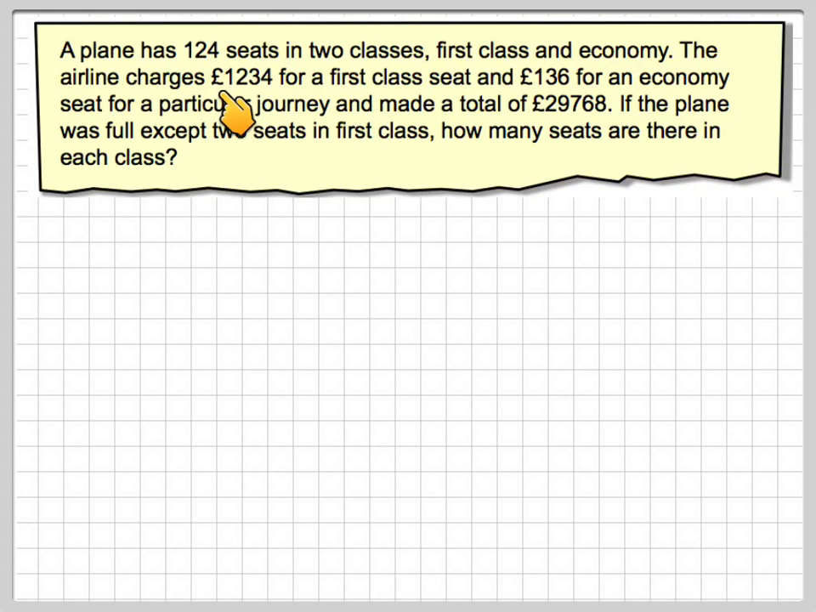A plane has 124 seats and two classes, first class and economy. The airline charges £1,234 for a first class seat and £136 for an economy seat for a particular journey, and made a total of £29,768. If the plane was full except two seats in first class, how many seats are there in each class?